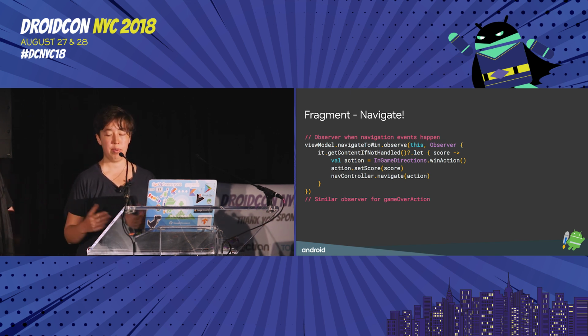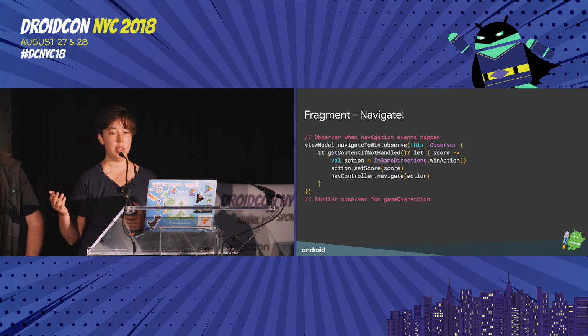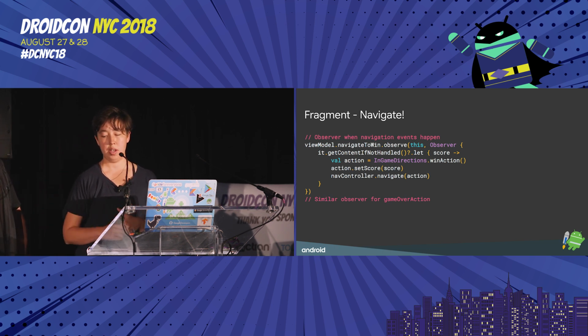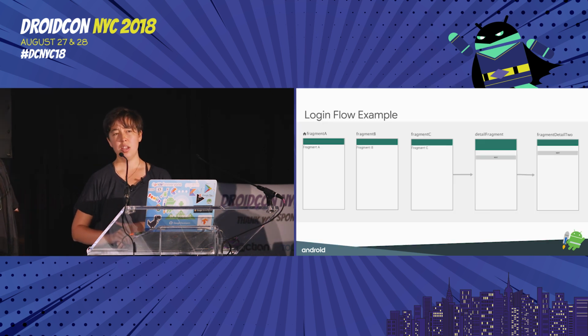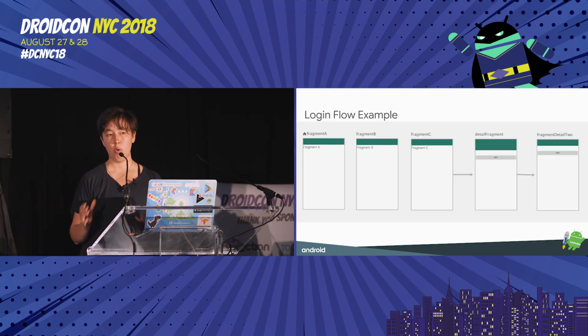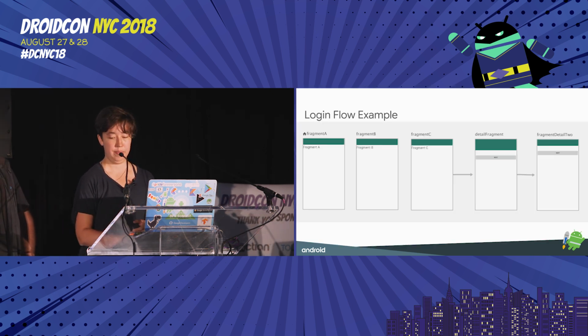And if you haven't handled the event before, then you go ahead and you call the navigation code that we've seen before. And this example happens to include fragment arguments with a score going along with it. So that was actually a pretty simple example. Let's talk about a more complicated example like a login flow.